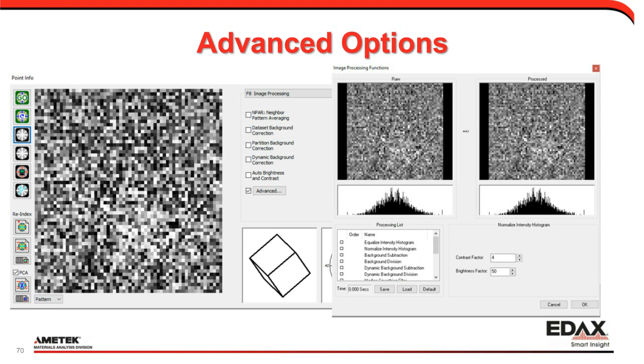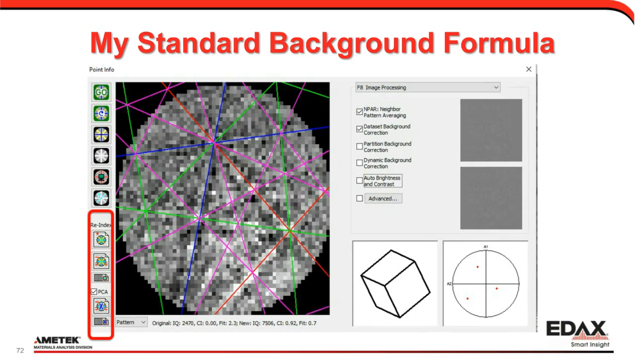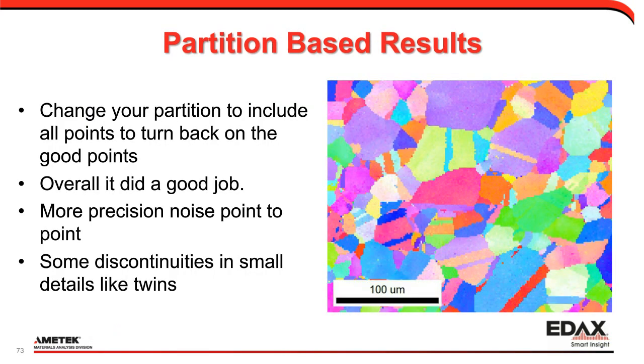And in the end, this is kind of what I tend to use for most things: I use NPAR and either a dynamic, a data set, or a partition-based background, depending on what I'm doing. And here you can see that's exactly what I'm doing. Then I go on the bottom left there and choose what I want to do.